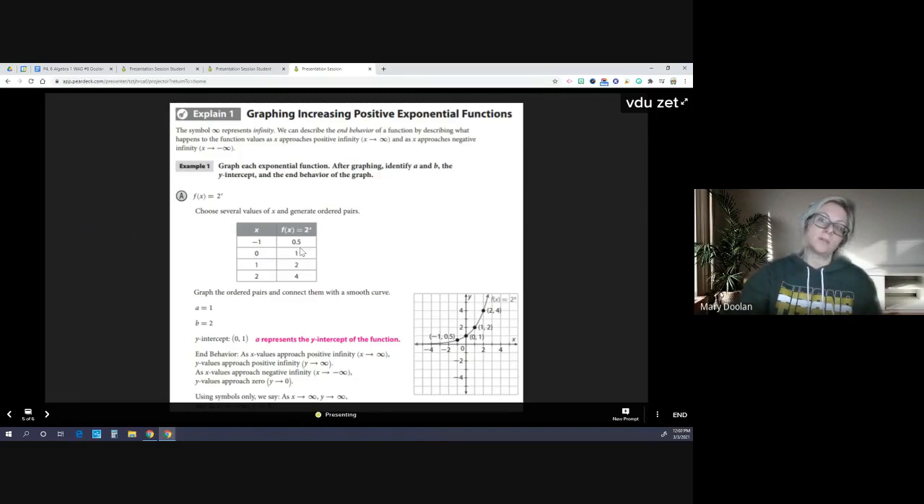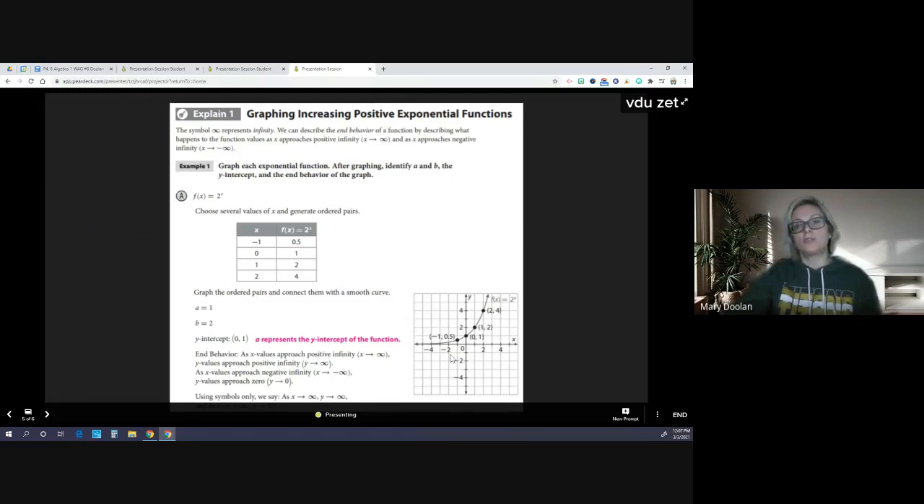That's the y-intercept. Another way is that A will represent the y-intercept of the function. Okay, we know A is 1, so the y-intercept is 1. It refers to the y-coordinate, 1. So you can write it as y equals 1 or as the ordered pair. Means the same thing. And then the end behavior.